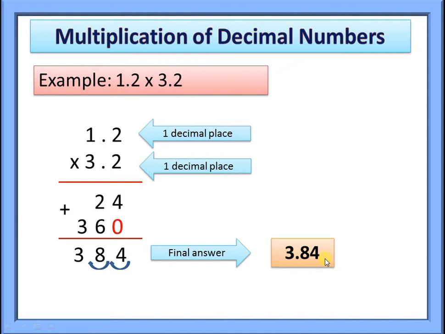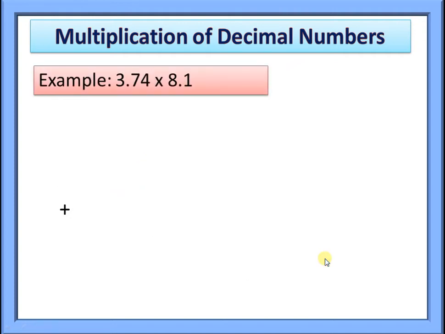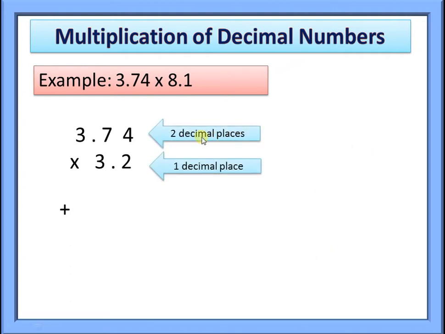Okay, let's have another one. Multiply 3.74 by 8.1. Again, we'll rewrite it in a vertical manner. And the first one has 2 decimal places, and the second number has 1 decimal place. So let us multiply normally. So 2 times 4 is 8. 2 times 7 is 14. We carry 1. 2 times 3 is 6 plus 1 is 7.